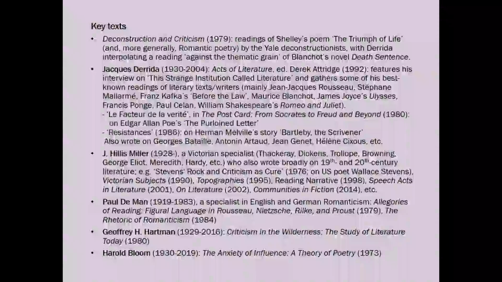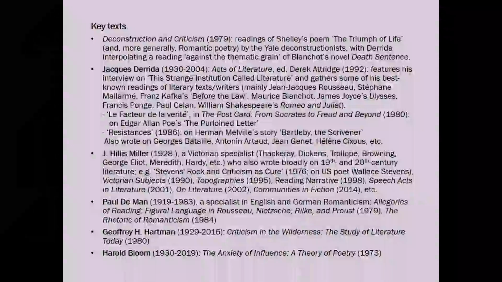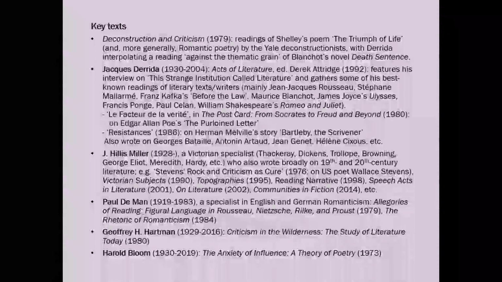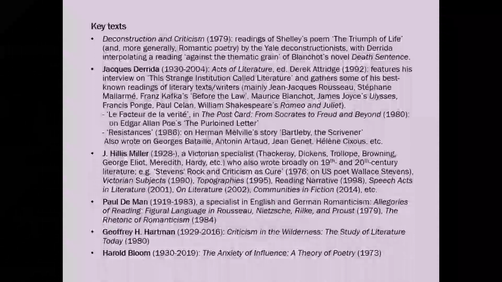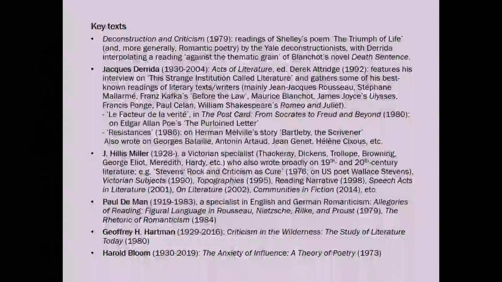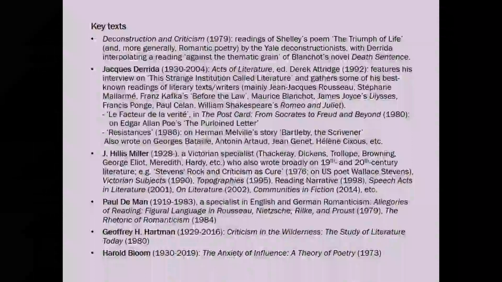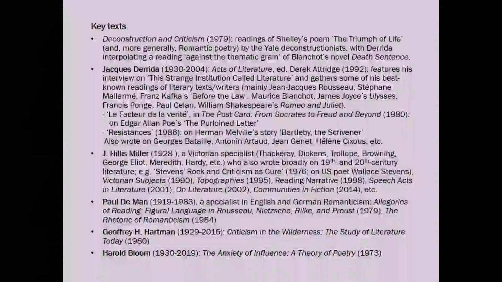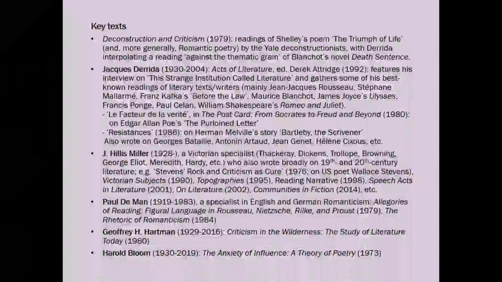Paul de Man, who was born in Belgium, had a different background. He was a specialist in English and German Romanticism, and of the publications he wrote, the first important book, this one there, is the one that's known as de Man's specific brand of deconstructive criticism, as well as the later one on the rhetoric of Romanticism.